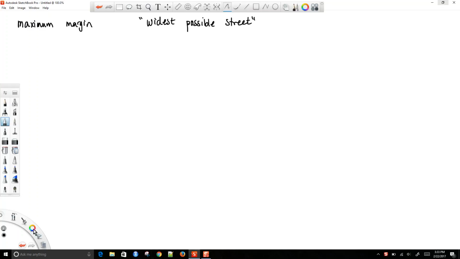Okay, so let's just reduce my thing to something like this, and we want to draw a boundary here. If I draw a line right here, something like this, and we look at this distance here, the perpendicular distance from the boundary to the nearest point, we're going to call this our margin.